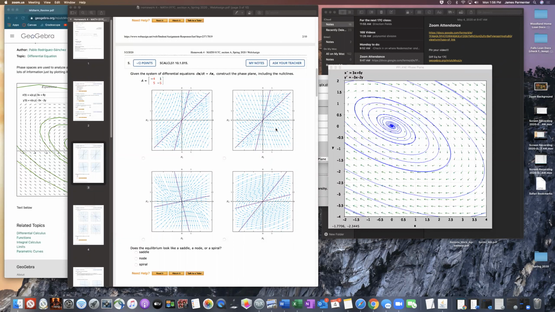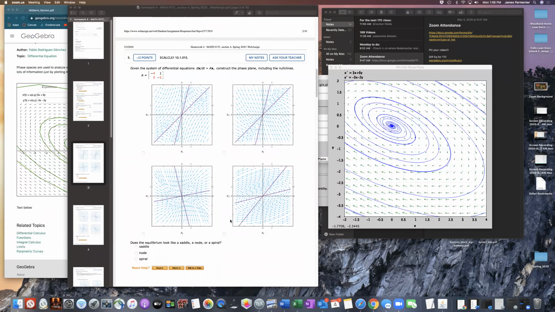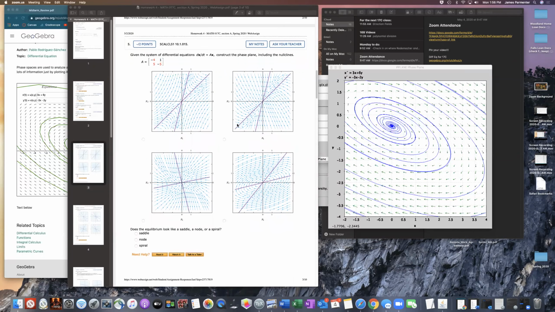So hopefully that helps you understand things a little bit. Now, if we look back at this example, just to go with it further, does it look like a saddle, a node, or a spiral? That's a good question. I think it looks like a node, because it looks like a sink to me, right? I'm thinking that's a sink.